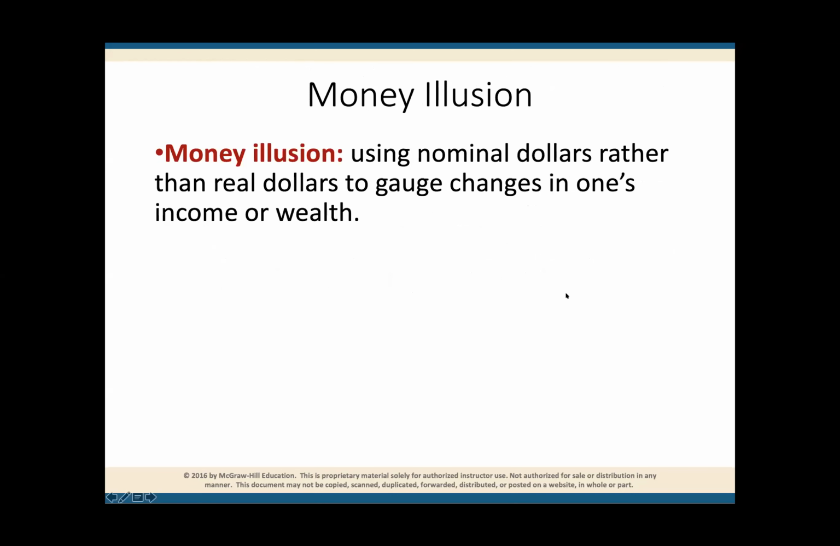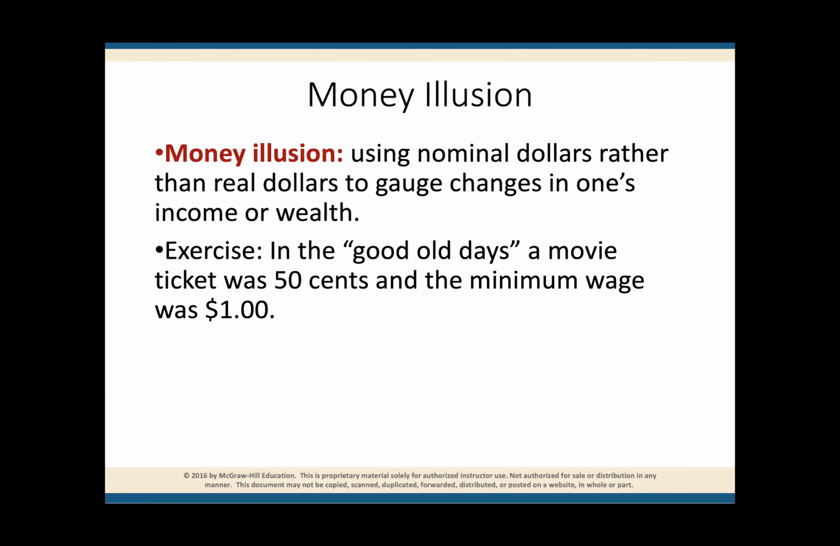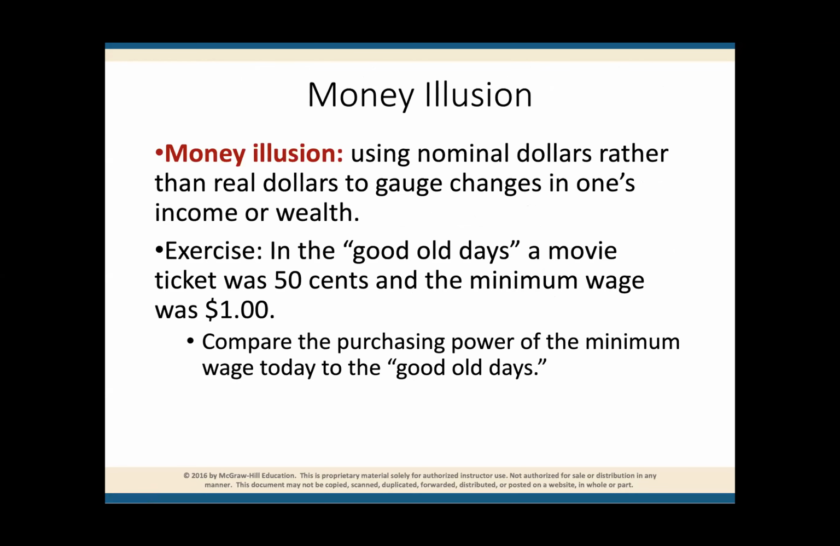See, another problem of inflation is that it creates a money illusion, and I already explained that to you, right? You begin to look at the numbers instead of the actual buying power of those numbers. The same example that I gave you: in the good old days, a movie ticket was 50 cents. The minimum wage was $1. Compared to today, which is $7.25, you cannot go to the movie theater with 1 hour of work.